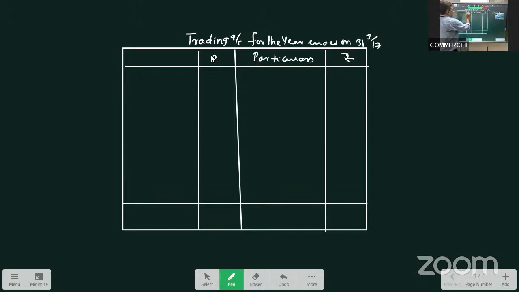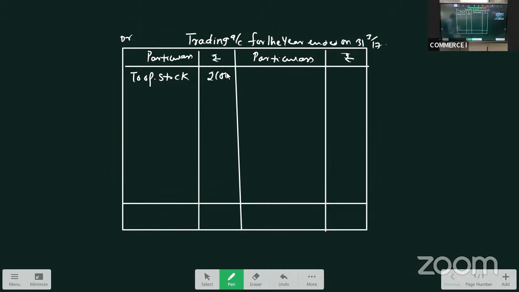Particulars, amount, particulars, amount, debit, credit. See, what is the first item? Opening stock. Remember, opening stock we show on the debit side of trading account. It is given as 2,100.